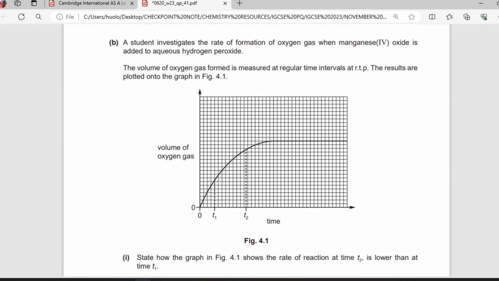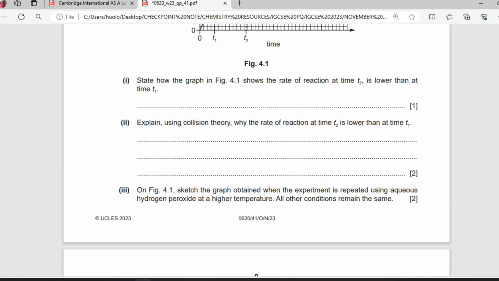Okay, so we make progress to B. A student investigates the rate of formation of oxygen gas when manganese(IV) oxide is added to aqueous hydrogen peroxide. The volume of oxygen gas formed is measured at regular time intervals at RTP. The results are plotted onto the graph in figure 4.1. We can see, okay, now the question. State how the graph in figure 4.1 shows the rate of reaction at time t2 is lower than at time t1.